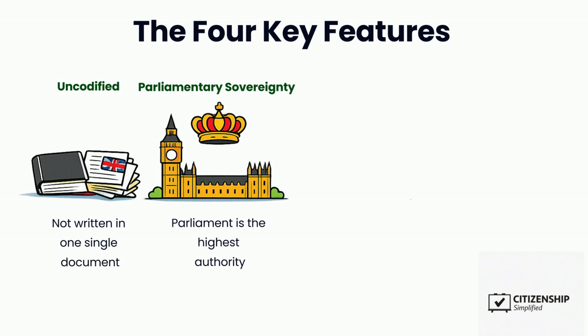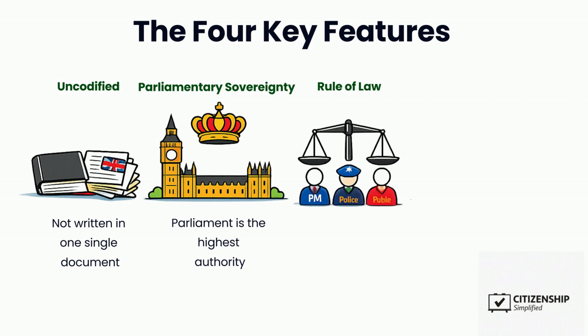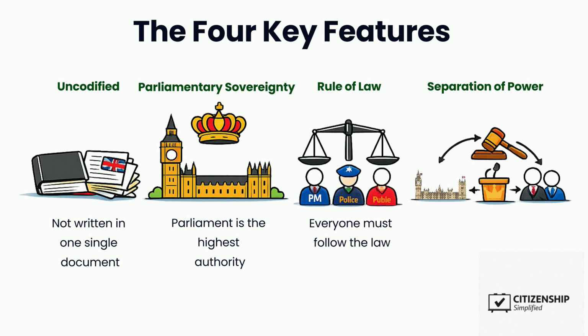3. Rule of law. Everyone, including the government, must follow the law. No one is above it. And 4. Separation of powers. Power is divided between Parliament, which makes laws, the government, which runs the country, and the courts, which interpret laws. This prevents any one group from having too much power.